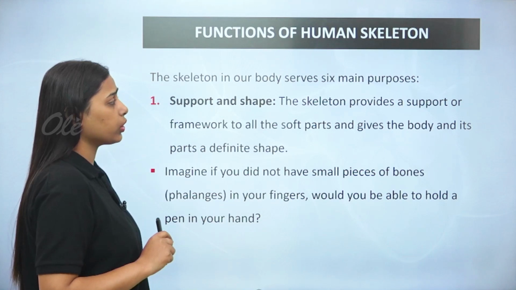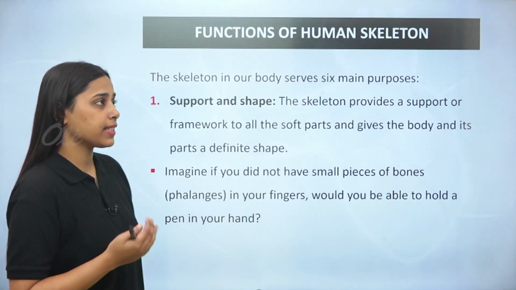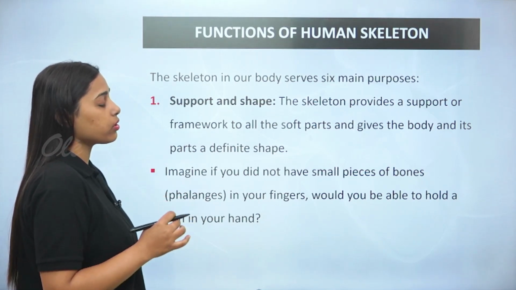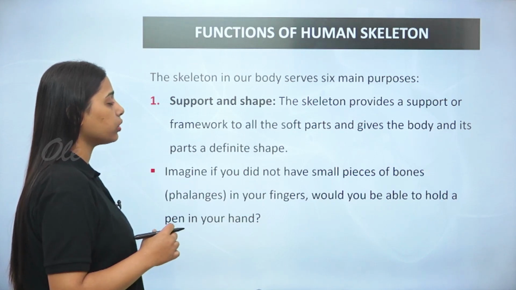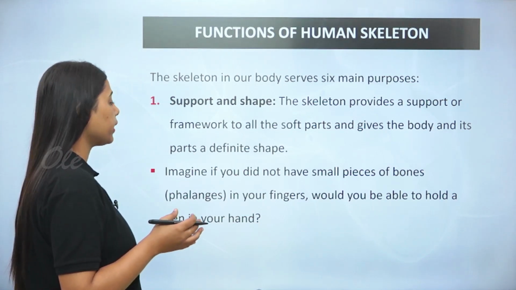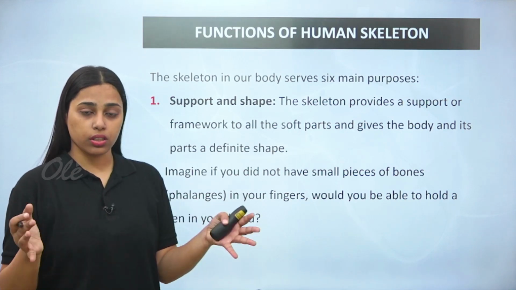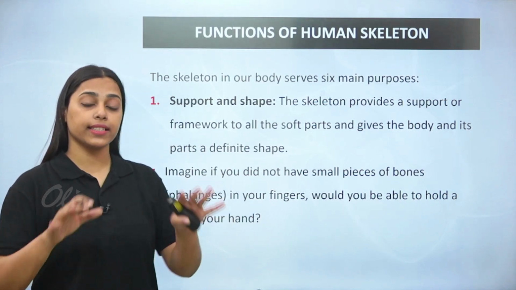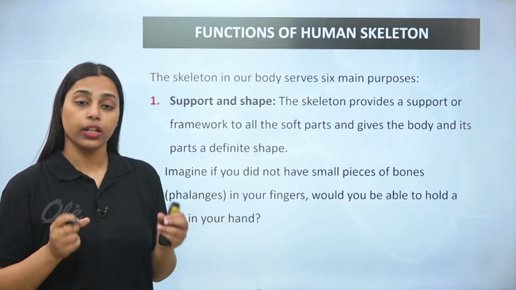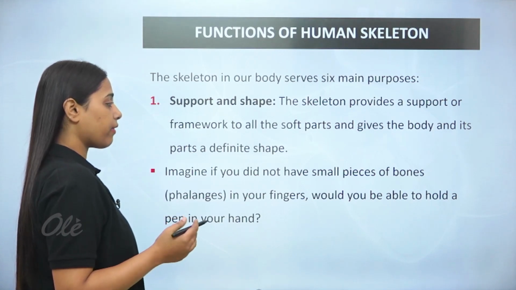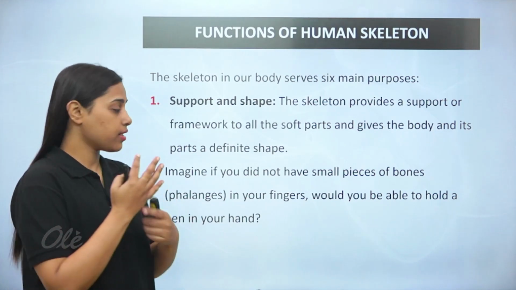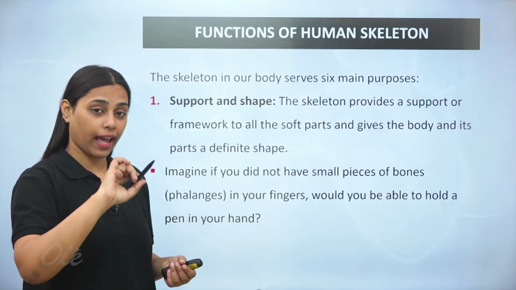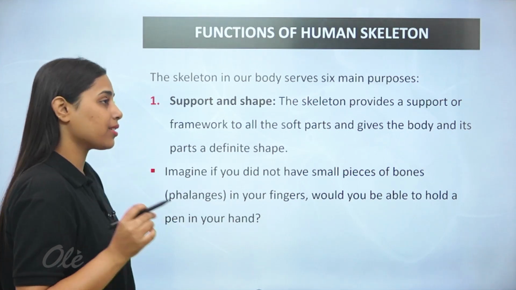What is the function of the human skeleton? It is basically needed for 6 main purposes. First, support and shape. The skeleton provides a support or framework to all the soft parts, and it gives the body and its parts a definite shape. Because of the presence of a proper skeletal system consisting of bones, it provides a geometry to the organism. Imagine if you didn't have the small bones, the phalanges, in your fingers, would you be able to hold something, or would I be able to hold this pen if I didn't have phalanges in my hand? That is not possible.